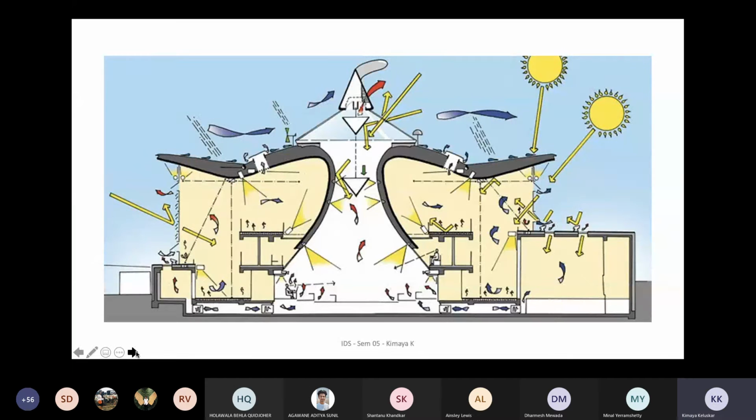This exactly talks about the daylight as well as the winter and the summer. So the summer sun is right at the top, and then how do you protect it? But in the winters, because you want the sun and it's lower in altitude, there is a certain kind of direct penetration of the sun within the entire space.